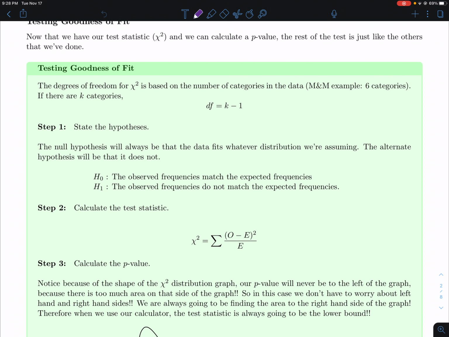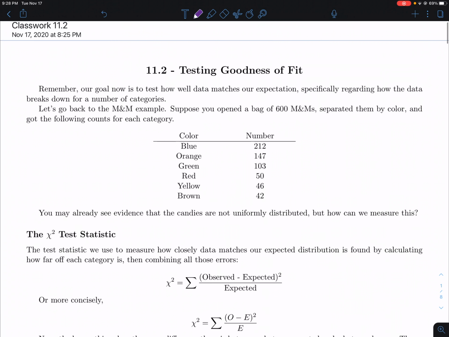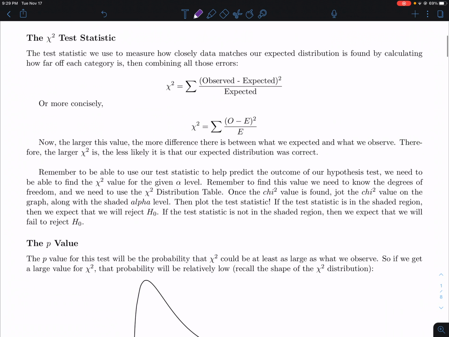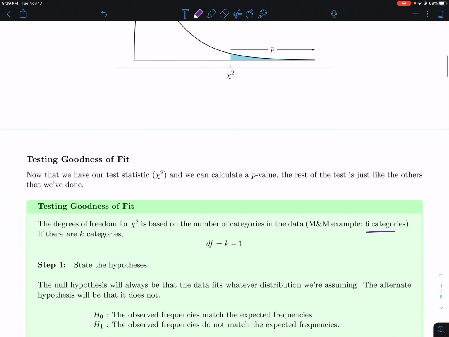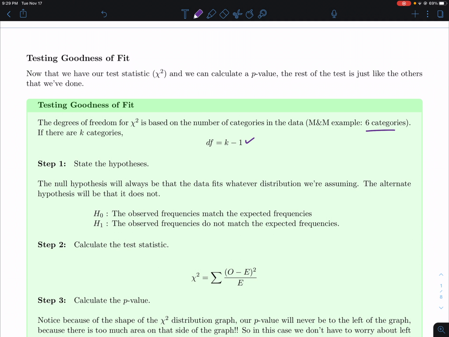Like I talked about earlier, the data is going to be broken up into categories, so our degrees of freedom are based on those categories. In the above example, there are 6 colors of M&M. These would be our categories, and these would be our observed values. Our degrees of freedom is just going to be k minus 1. So for the above M&M example, our degrees of freedom would just be 5.